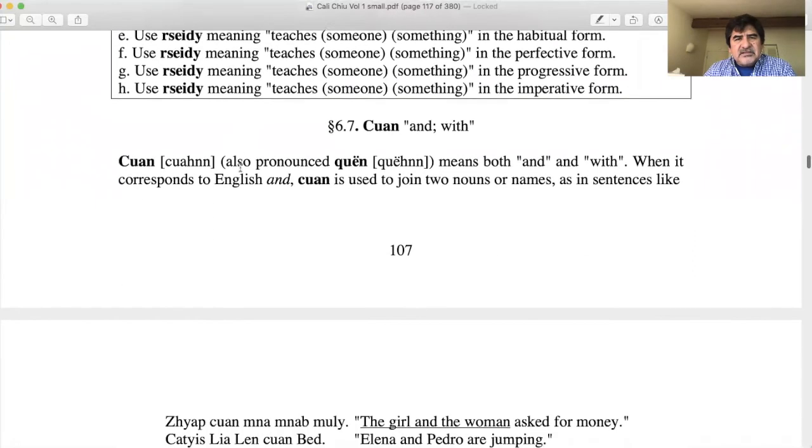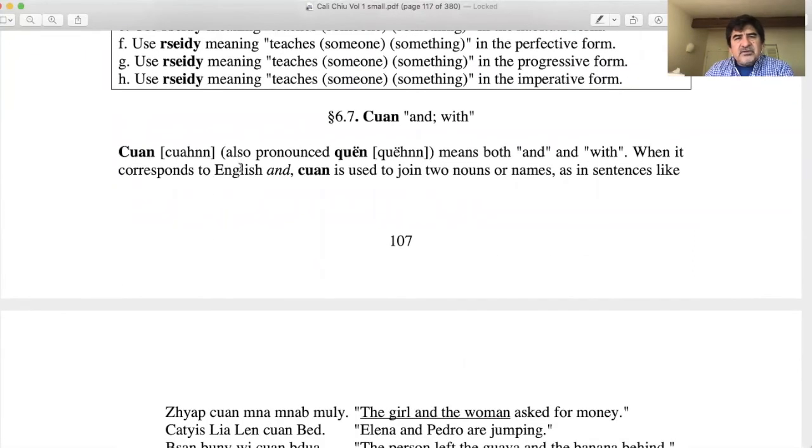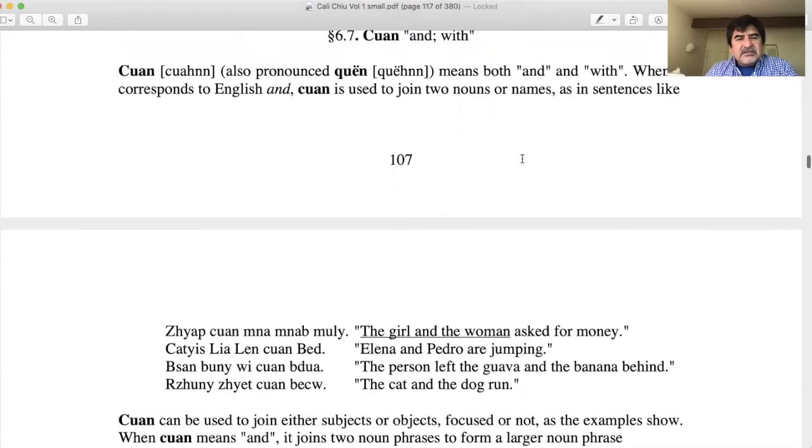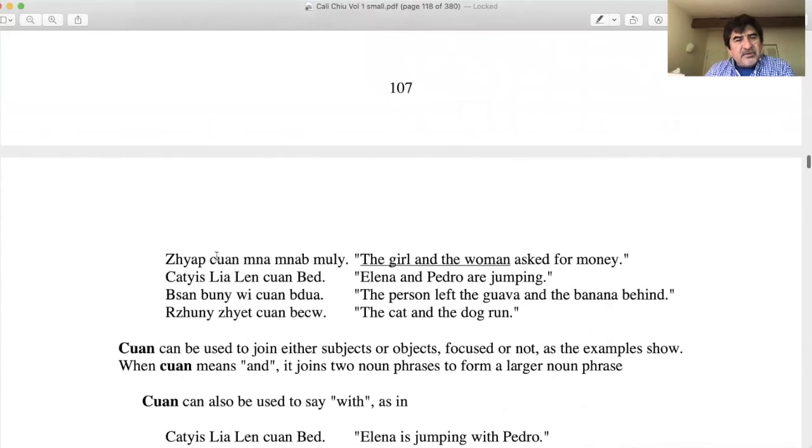And I think this is the last section that we have, 6.7, con, which can mean and with. There are two ways of spelling it. So con, again, I go back and forth using this spelling or this spelling. It means both and with, and corresponds to English. And con is used to join two nouns or names in a sentence. Like this one, we have Jap quanum na mul. So the girl and the woman ask for money.